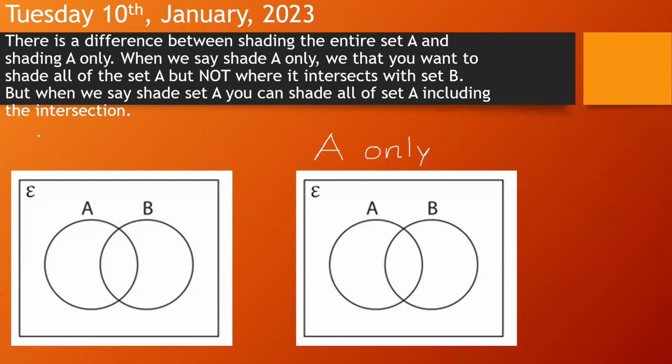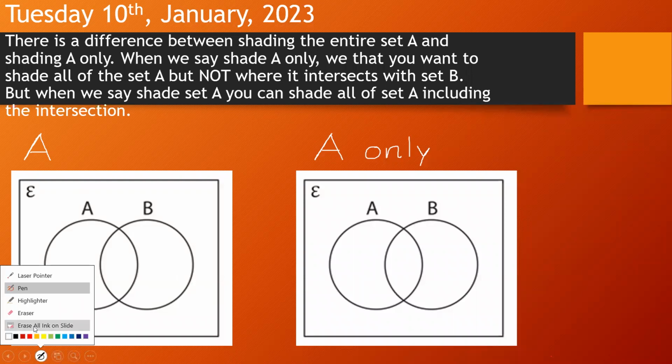So for this one we want to shade all of A. The next one we want to shade in A only. Jamisha, are you there? Tell me, how would I shade in A? What would I do?